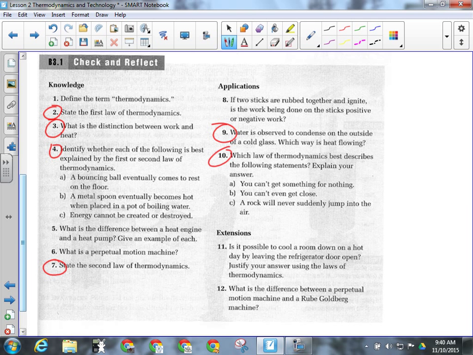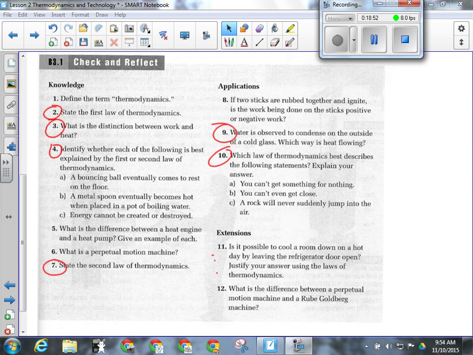Okay, so basically everything but 5 and 8. Because we already talked about 11. It's not possible to cool a room by leaving the fridge open. We already talked about that. And I'm not worried about 12. So 2, 3, 4, 7, 9, and 10. I want you guys to do those right now, and then we'll go over them here in a few minutes.